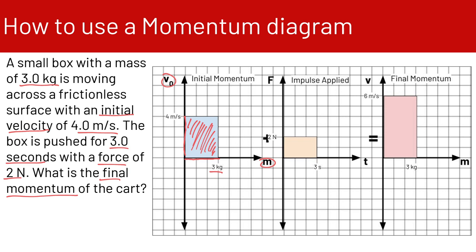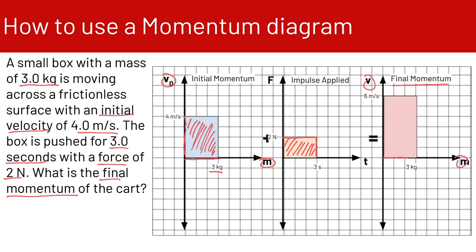Then we're going to add our impulse. So we have a force of 2 newtons for 3 seconds. So here's our 2 newton force for 3 seconds. The area of this graph, if we remember, a force versus time graph, gives us our impulse. So now we're going to add these two together. So we have another velocity versus mass graph here. So this is our final momentum.